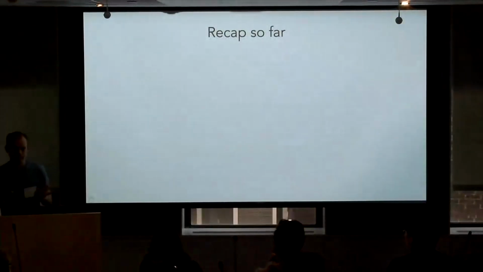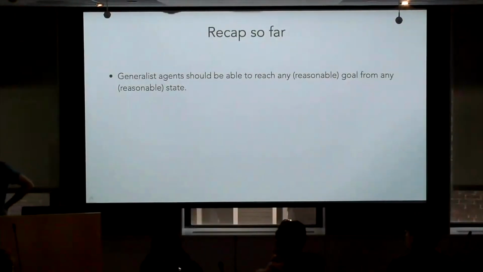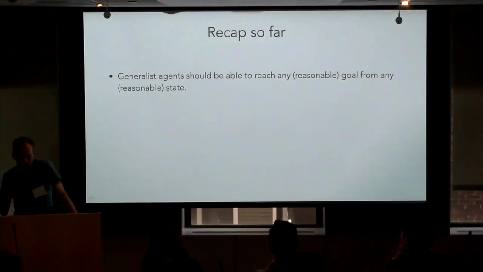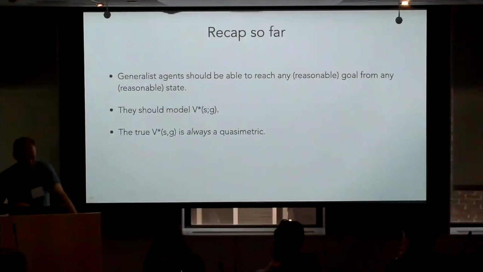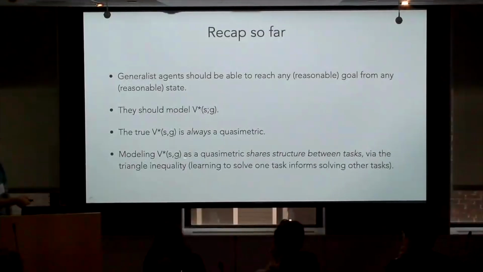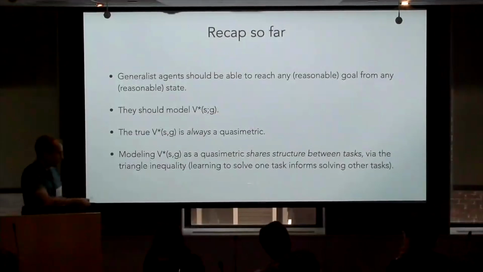Okay, so there's some theory in the paper that makes that more clear if it's not to you. But the recap is that I think that generalist agents, or agents that have multitask abilities, should be able to reach any reasonable goal from any reasonable state. They should model the optimal value function over states and goals. The true optimal value function is always quasi-metrics. We should impose that structure. We should model V star as a quasi-metric, and modeling as a quasi-metric shares structure between tasks via the triangle inequality. So learning to solve one planning problem informs other planning problems because the triangle inequality relates different plans to each other. So this should be more data efficient.